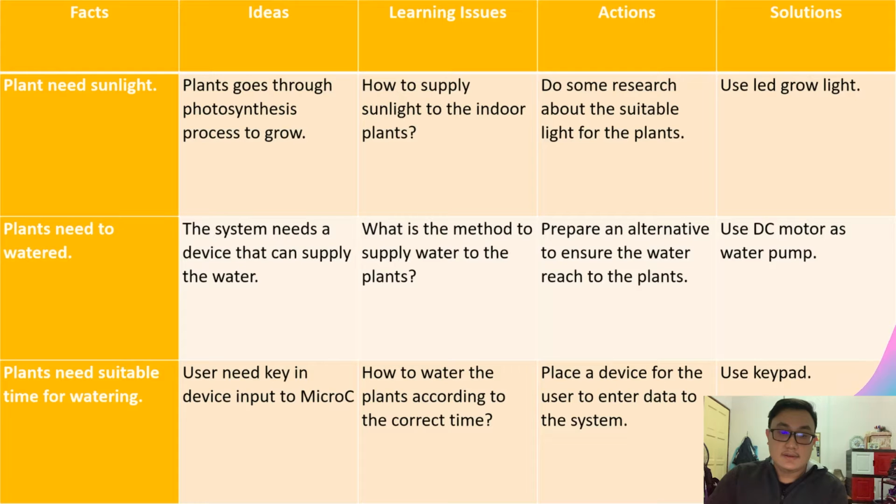Third point, facts: plants need a suitable time for watering. Ideas: the user needs to key in device input to the microcontroller. Learning issues: how to water the plants according to the correct time. For the action: place a device for the user to enter data into the system. And solution: use a keypad.